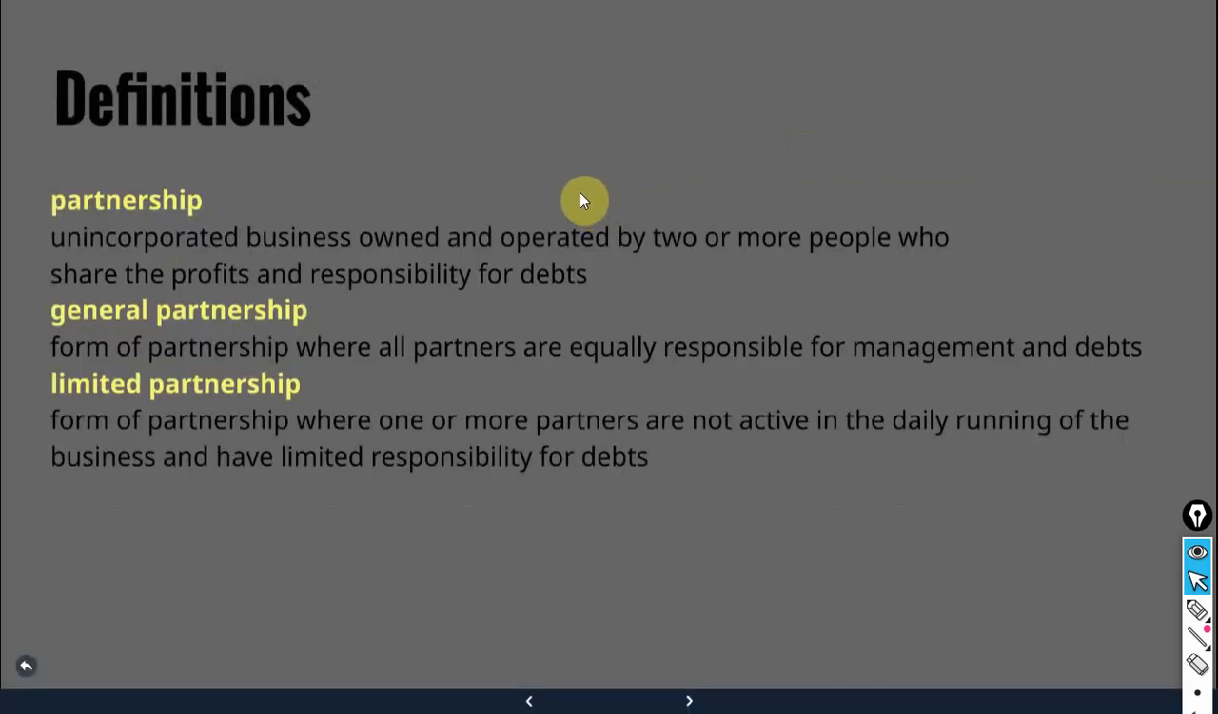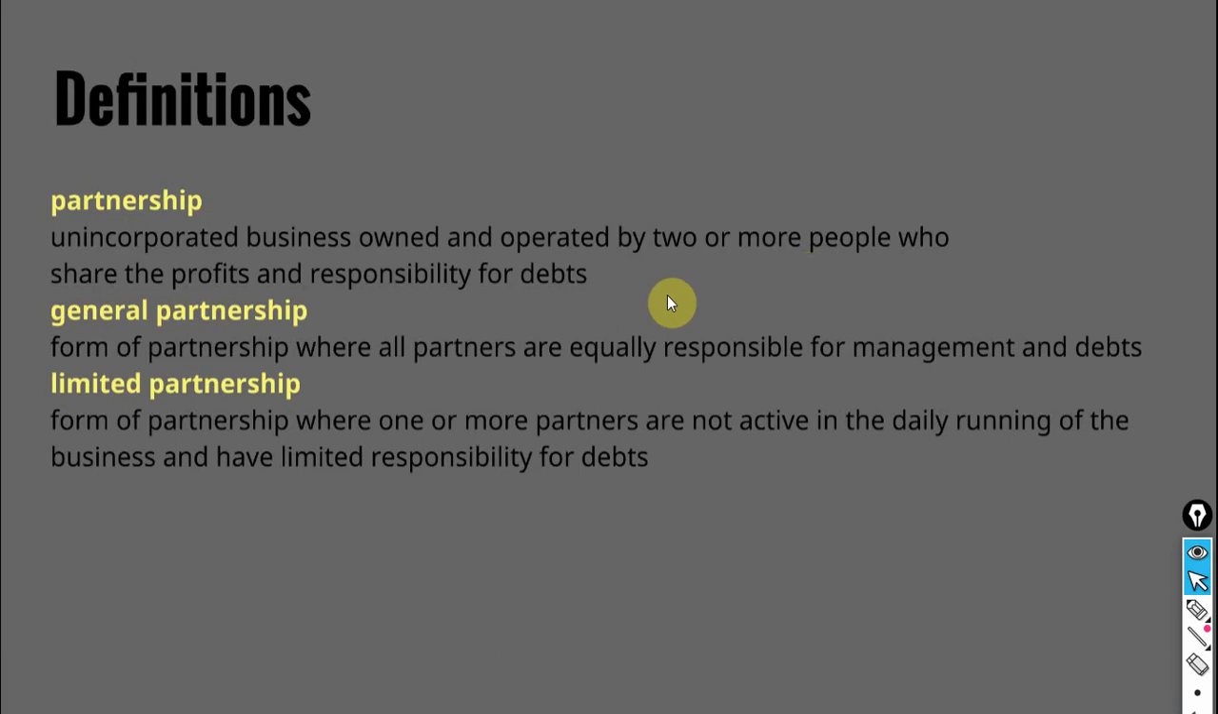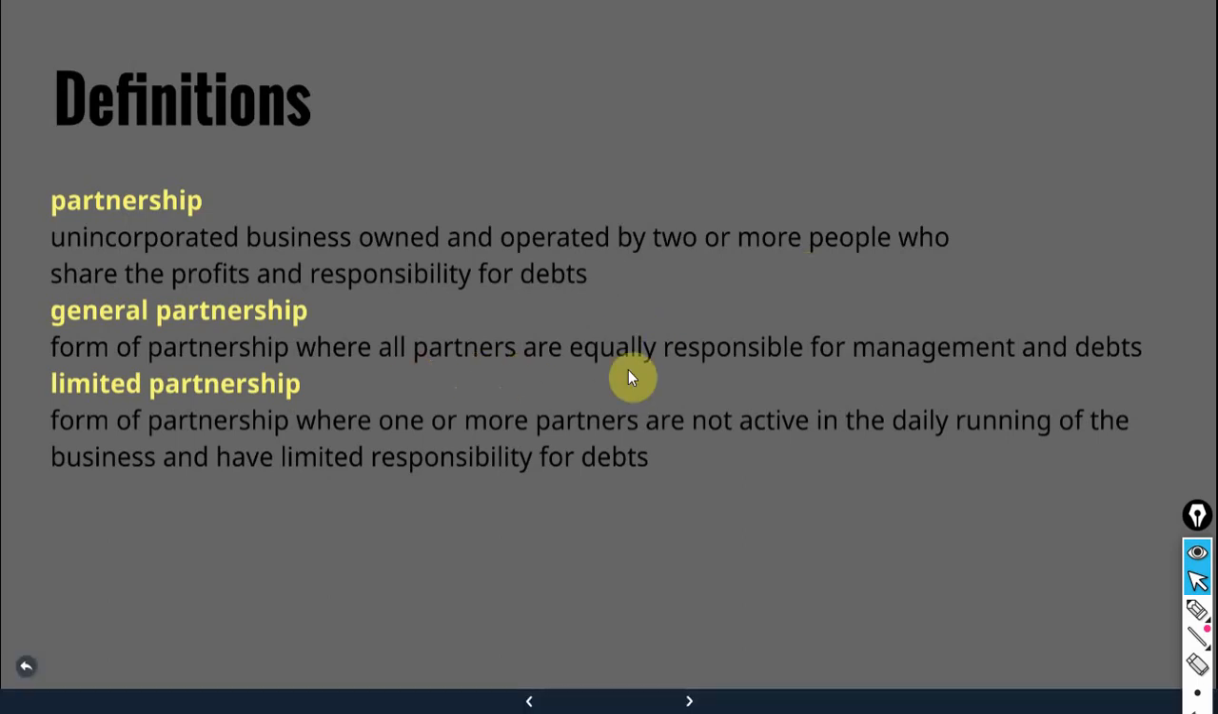The definitions we have covered so far. Partnership: an unincorporated business owned and operated by two or more people who share the profit and responsibility of debt. General partnership: a form of partnership where all partners are equally responsible for management and debt. Limited partnership: a form of partnership where one or more partners are not active in the daily running of the business and have limited responsibility for debt.